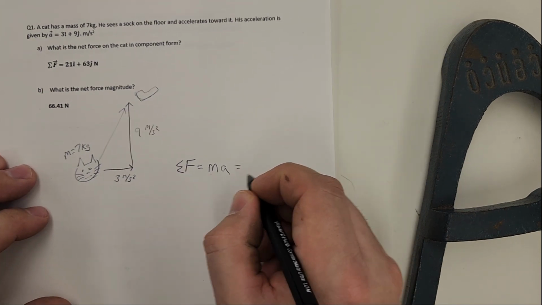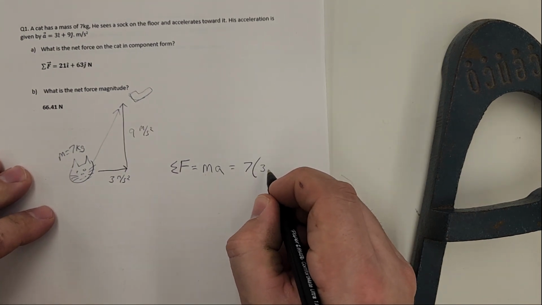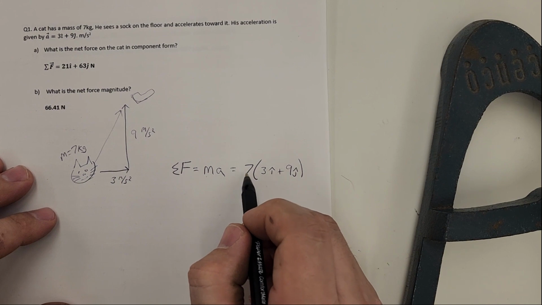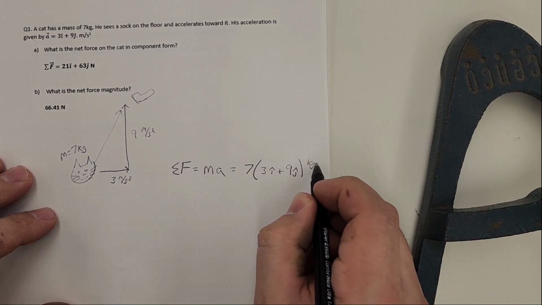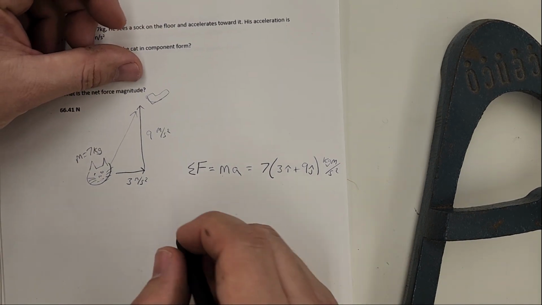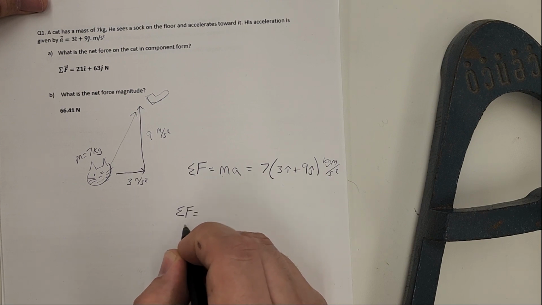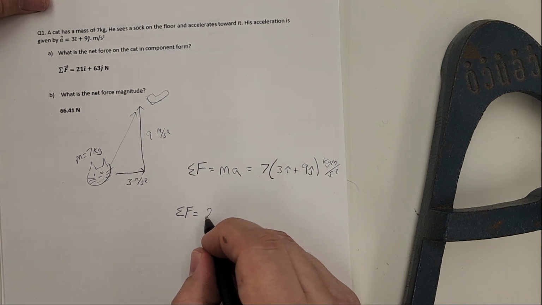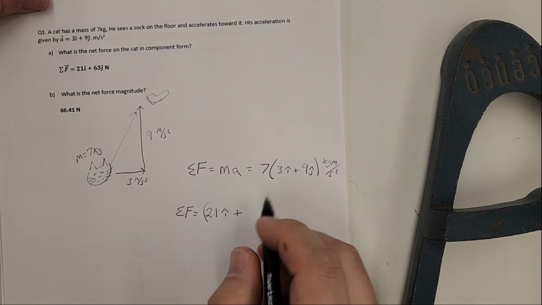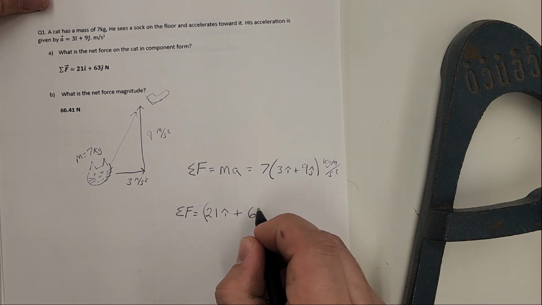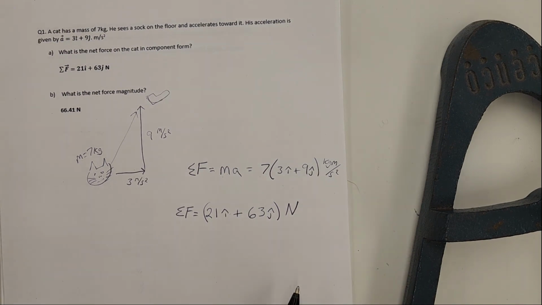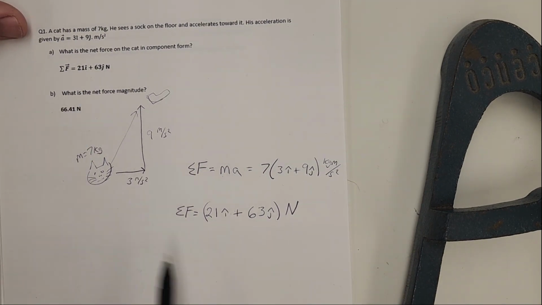Okay, so we'll have 7 times 3i plus 9j. And then of course the mass is in kilograms, so we'll have kilogram meter per second squared, or more commonly known as the Newton. So for the first part, for A, we get that the sum of the forces is equal to 7 times 3, so that's 21 i hat, plus 7 times 9, that gives us 63 j hat. And then this whole thing, instead of writing kilogram meters per second squared, we can just write it as a Newton. And that's how we get the answer for part A.